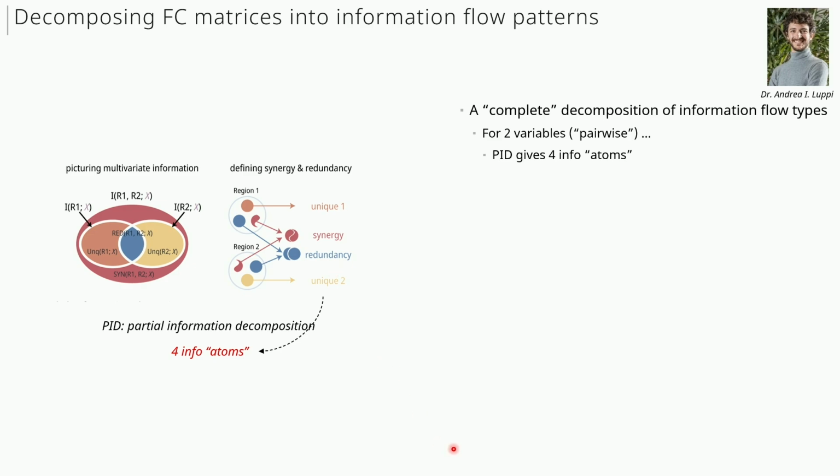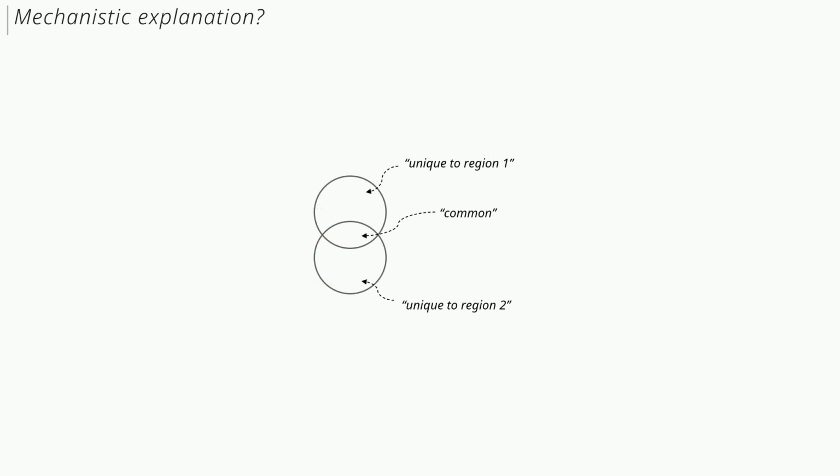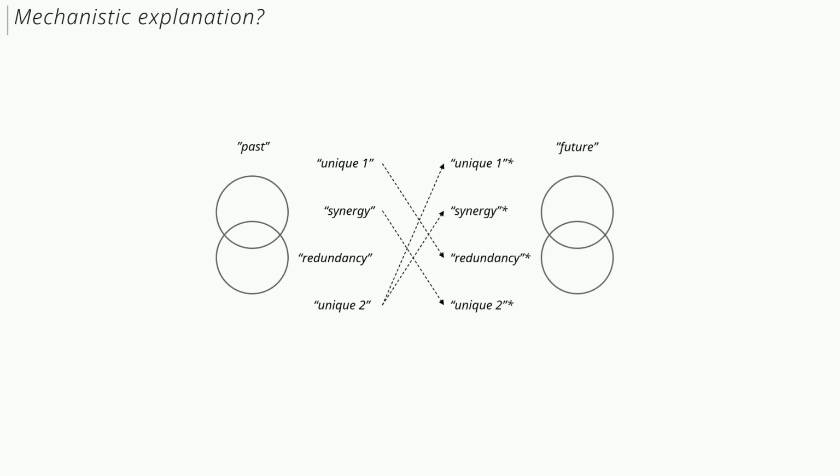Now we're going one step beyond this because we're more interested in the information flow between the 2 variables. And back to this Venn diagram, we can replace the labels with the 4 information atoms. The simplest way to think about information flow is that we give them a past and a future state.